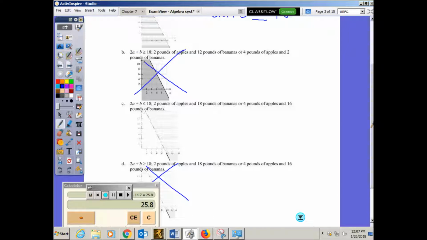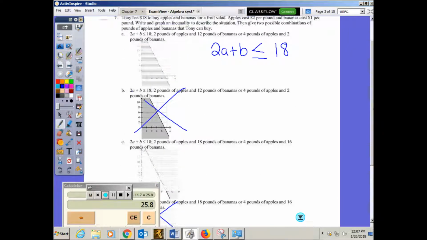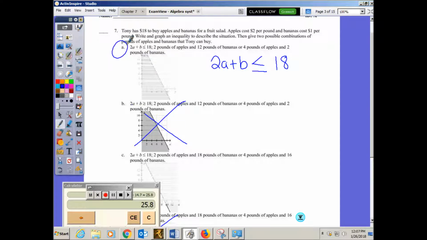Think about it. A has the shading for the one side of the line. B has the shading higher up. Which one makes sense? You can't spend more than $18. So is there a bottom you can spend or a top you can spend? There's a top. Which one shows a top, basically? Do you understand what I'm saying about bottom and top? Yeah. I can spend up to that amount. Okay?